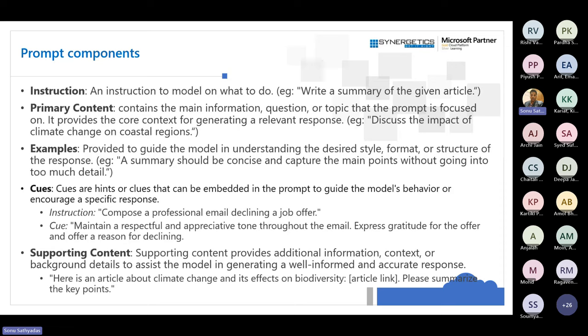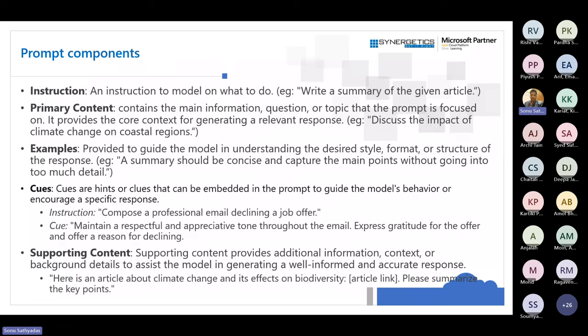Instead of that, you can give cues, like hints. For example, write a poem about the sunset, and you can add a cue like express the beauty of nature, ocean, and some other things. Then it will write a poem including this information inside the poem, right?